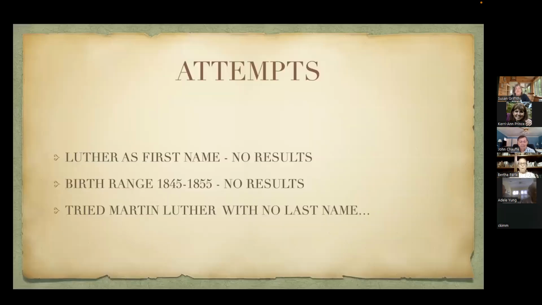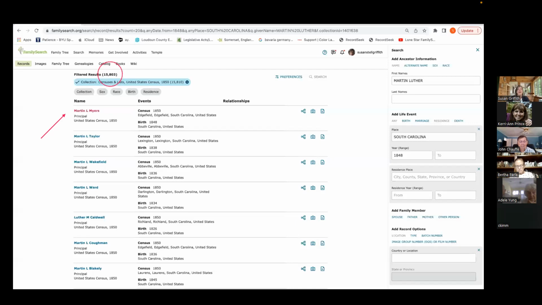Okay, so for further attempts, I go back to that box and put in Luther as the first name. I put in Luther Moyer, no results. I expand the birth range to 1845 to 1855, and I still don't get any results. I tried Martin Luther as the first name and no last name, and FamilySearch gives me, how many is that? 15,803 results. Well, I'm not going to slog through all of those.